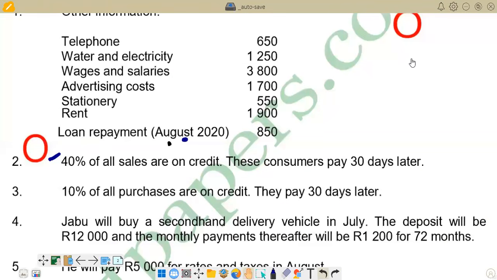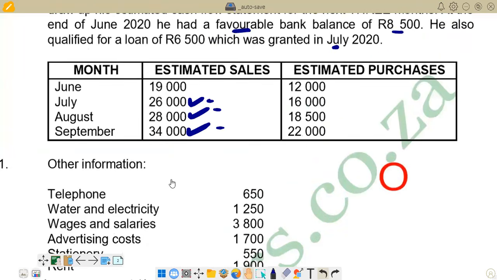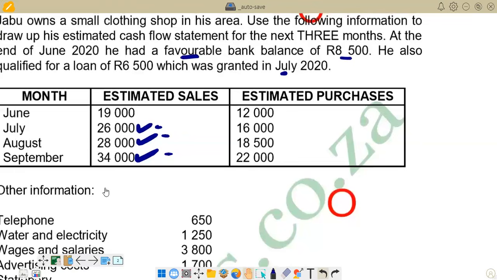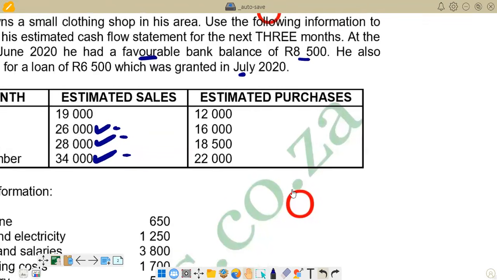So beneath that, you'd see that we also have an instruction of saying 10% on item 3, 10% of all purchases on credit, they pay 30 days later. And we are saying if our credit are 10%, it means our cash purchases are 90%. So what we are going to do there on these ones are going to be other payments. We can go to the total purchases that we are given there. We are given estimated purchases.